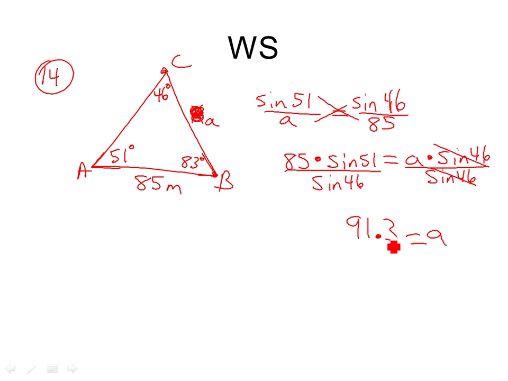So how far is it from B to C? 91.3 what? Meters. 91.3 meters. Go right on here. It's not gonna do you good. Remember, you're supposed to be putting your answers over here.